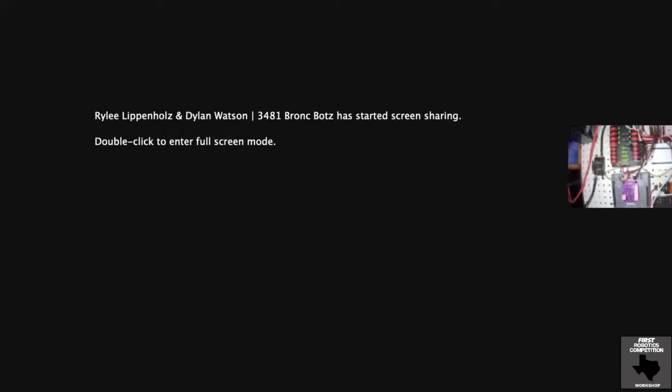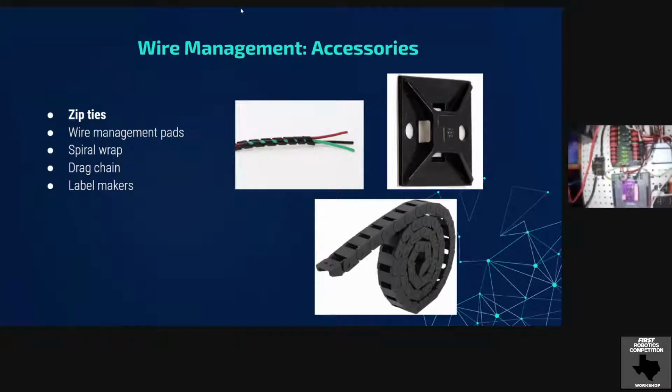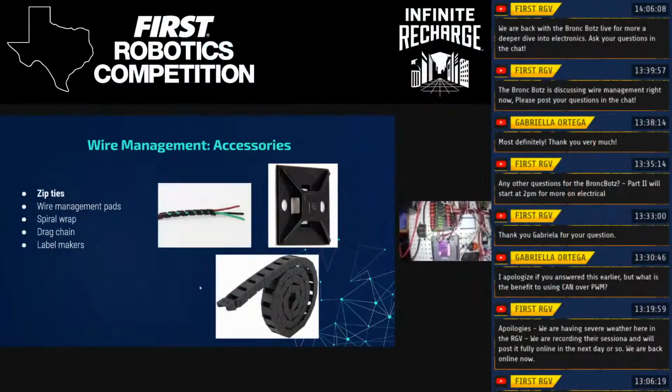One thing I'd like to add, because I don't think it's in the presentation, is that a lot of components like the Rio or the PDP will come with bolts or screws to bolt it down to your robot. I went to a wiring workshop back in 2016, where they said: don't screw down anything. Zip tie everything down. Everything you see on this board is zip tied to the board.